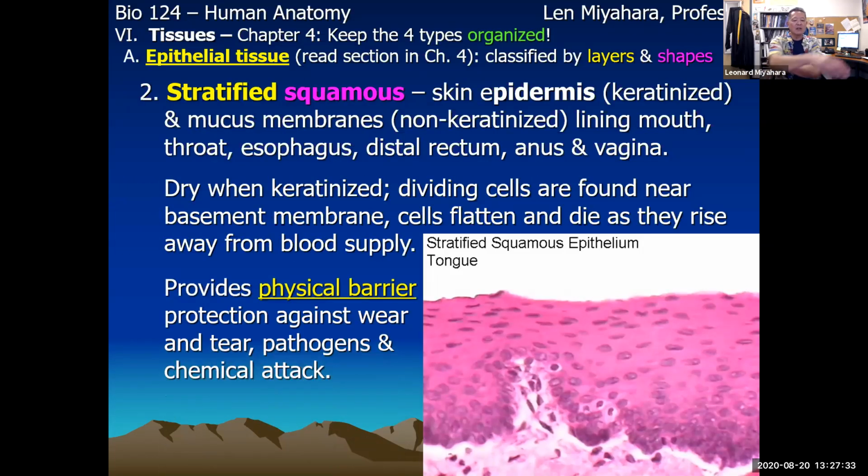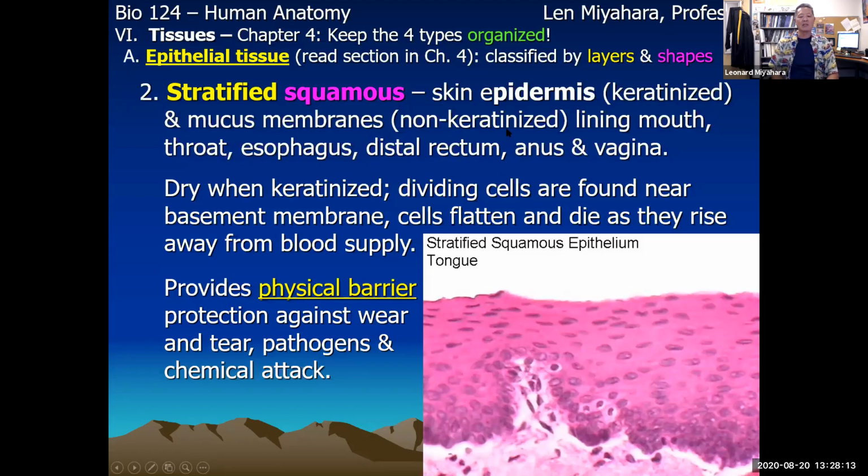All right, let's look at this slide. This is stratified squamous. Next week, I will contrast this with both keratinized stratified squamous and non-keratinized. Your epidermis in your skin is keratinized, and when you see that, there are no stained nuclei at the free surface. When it is non-keratinized, like inside the lining of your mouth, like your tongue, you will see nuclei, these stained purple things, all the way up to the free surface.